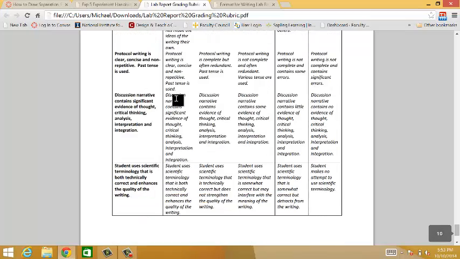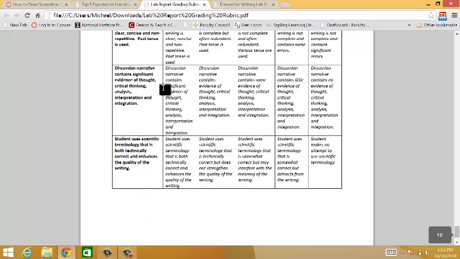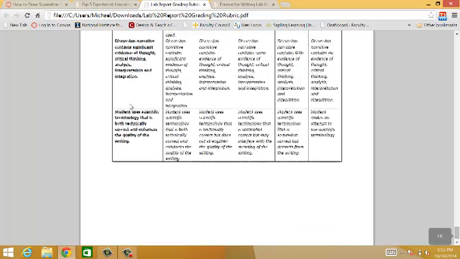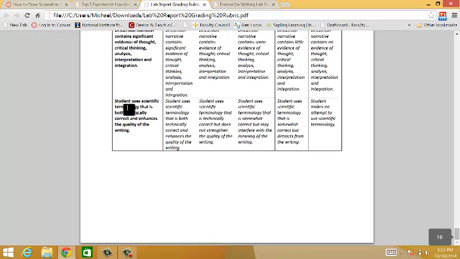Feel free to use these rubrics. These criteria are actually not mine; I took them from another university. Discussion narrative contains significant evidence of thought, critical thinking, analysis, interpretation, and integration, whatever that means. And then students use scientific terminology that is both technically correct and enhances the quality of the writing.